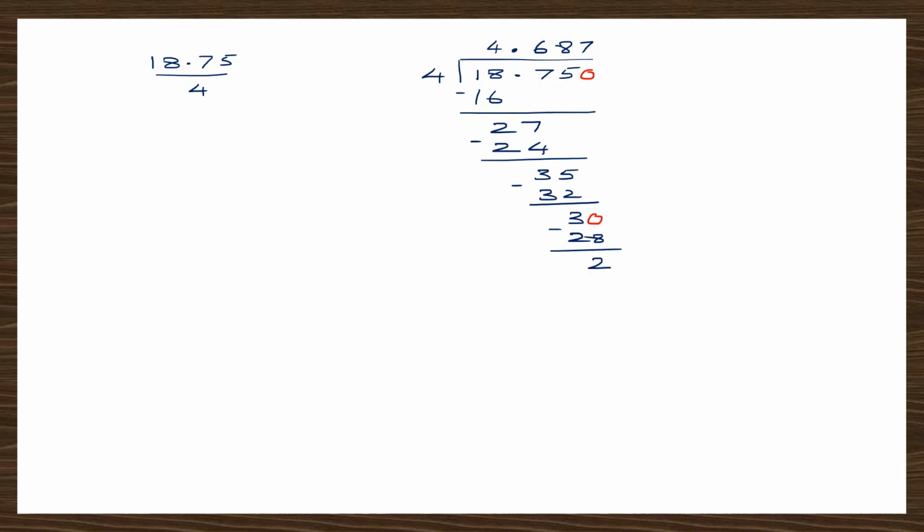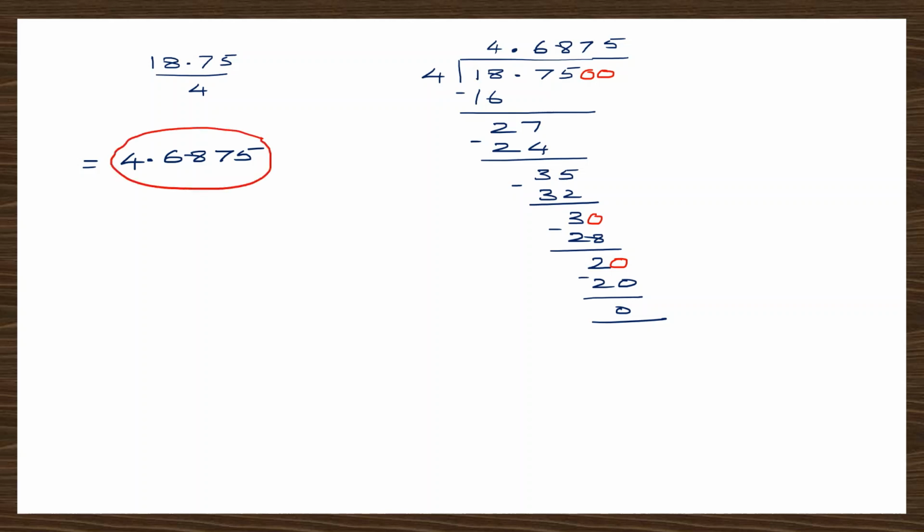Again the remainder is not 0. Let's try by adding one more 0. Bring that 0 down. Now our number is 20. Now 4 5s are 20. So now our remainder is 0. So what is our quotient? Our quotient is 4.6875. So this is in case you want your answer as a decimal number. Otherwise, you take down the previous answer as your fraction answer.